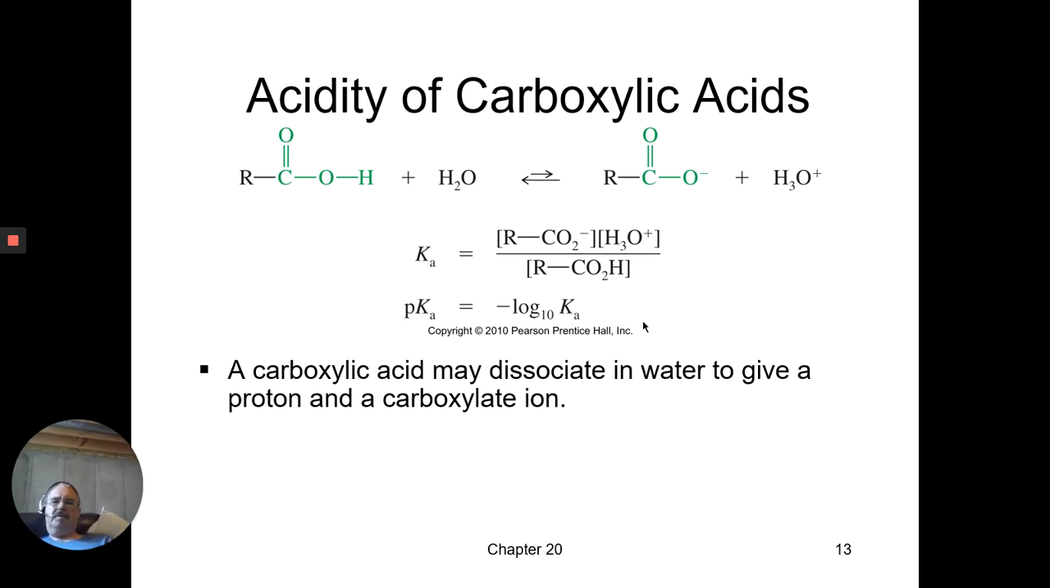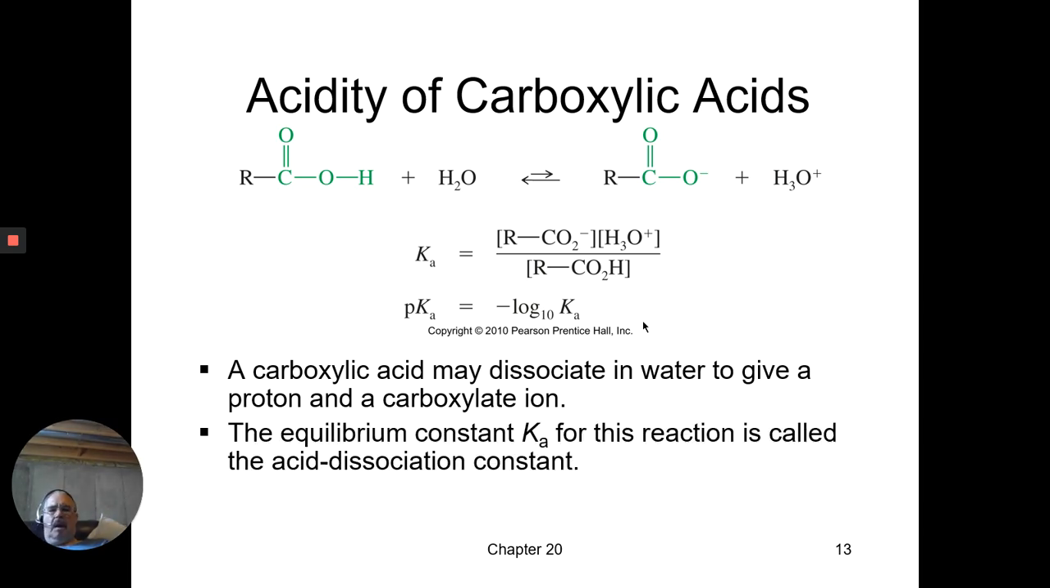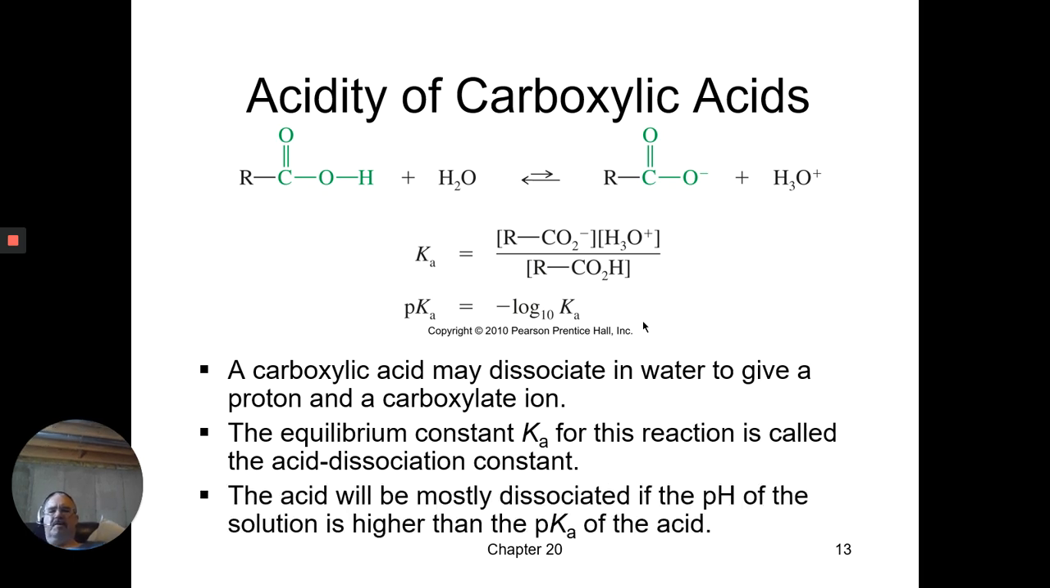Carboxylic acids partially dissociate in water to give a proton and a carboxylate ion. They are weak acids. The equilibrium constant Ka for this reaction is called the acid dissociation constant. The acid will be mostly dissociated if the pH of the solution is higher than the pKa of the acid.